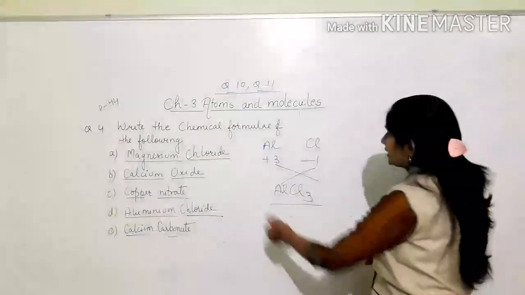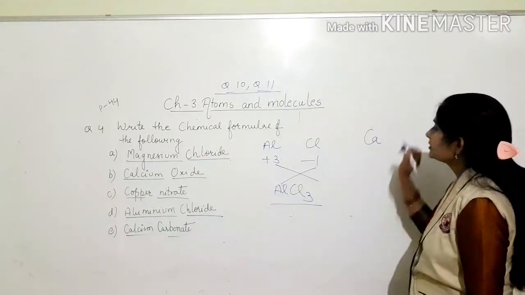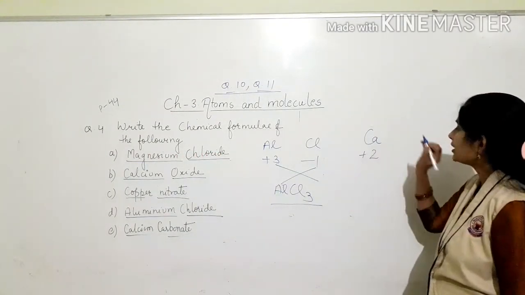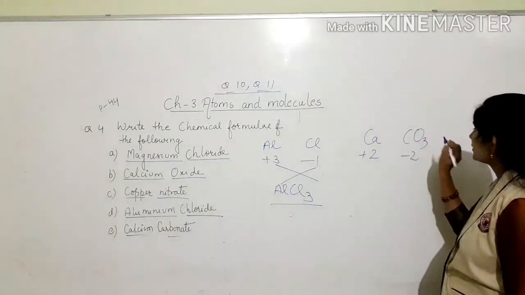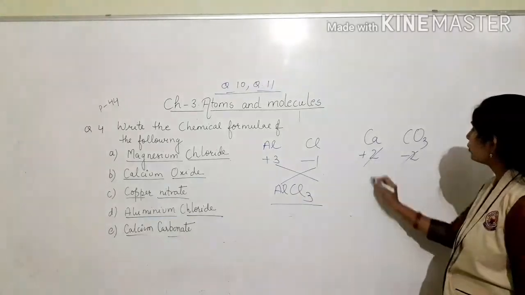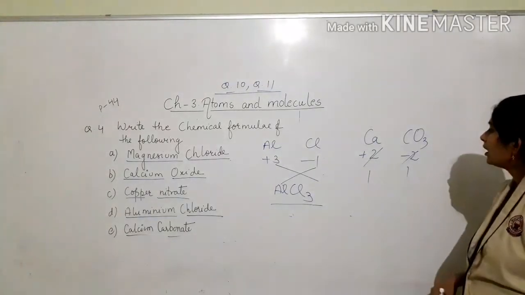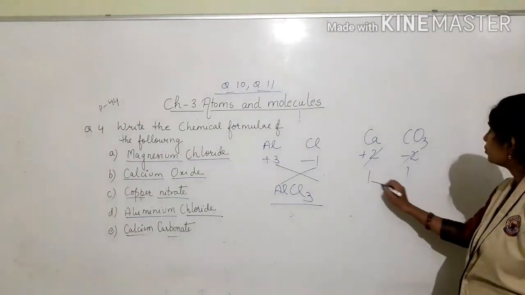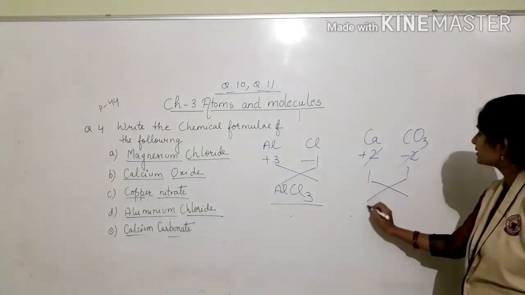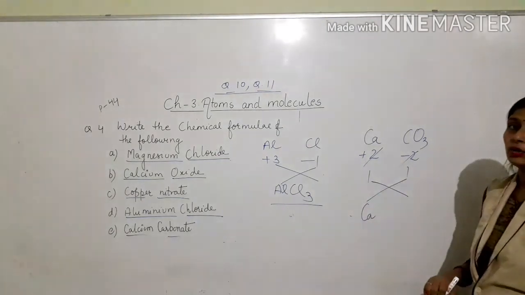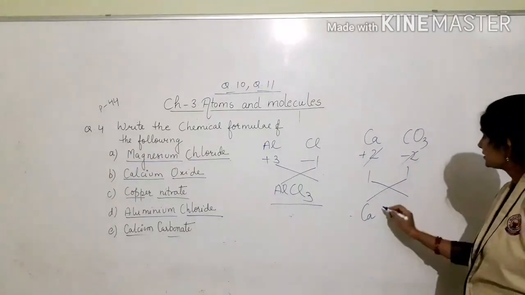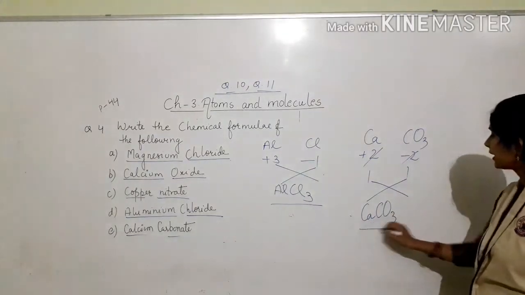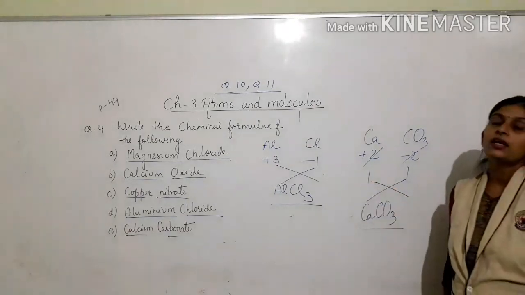Now calcium carbonate. So it has calcium ion Ca having charge +2. Carbonate ion CO3 having charge -2. Simplify 2 upon 2, it's 1 upon 1. Now transfer 1 over CO3 and this one over Ca. I already told you we need not write 1. So we will write CaCO3. This is the chemical formula of calcium carbonate.